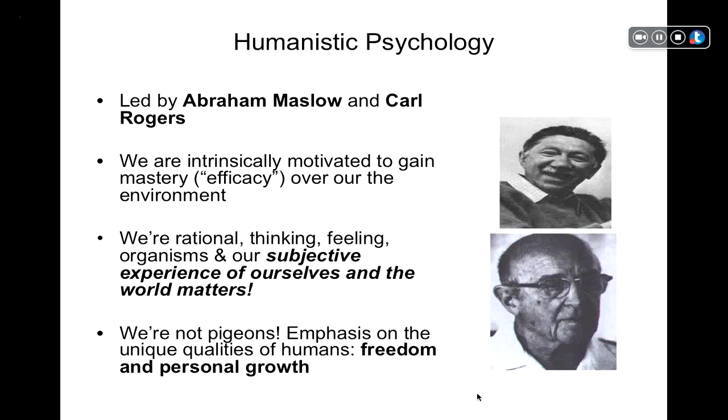So the first image you see there is Abraham Maslow. The bottom image is Carl Rogers. The idea behind humanistic psychology is that we're intrinsically motivated to gain mastery or efficacy over our environment. That is, there's some other kind of motivation other than rewards and punishers and stimuli. And also there's more to us than these unconscious forces that we cannot be aware of. There's some other kind of motivation.